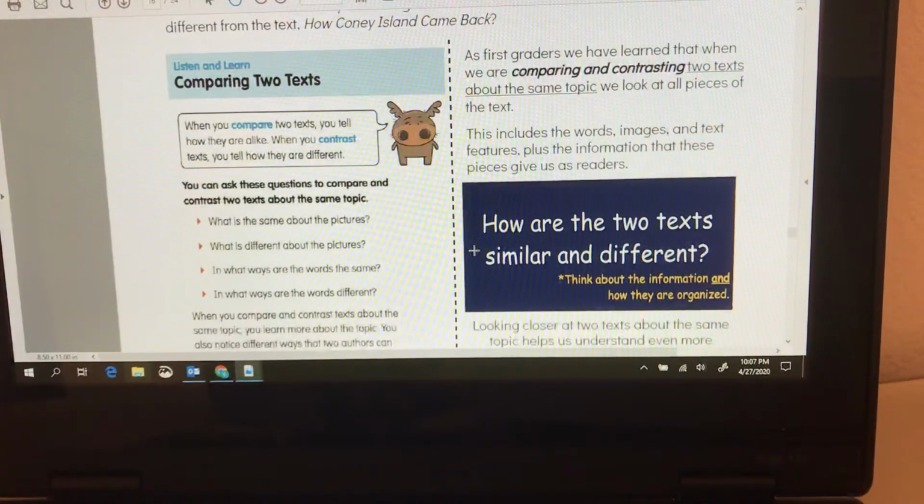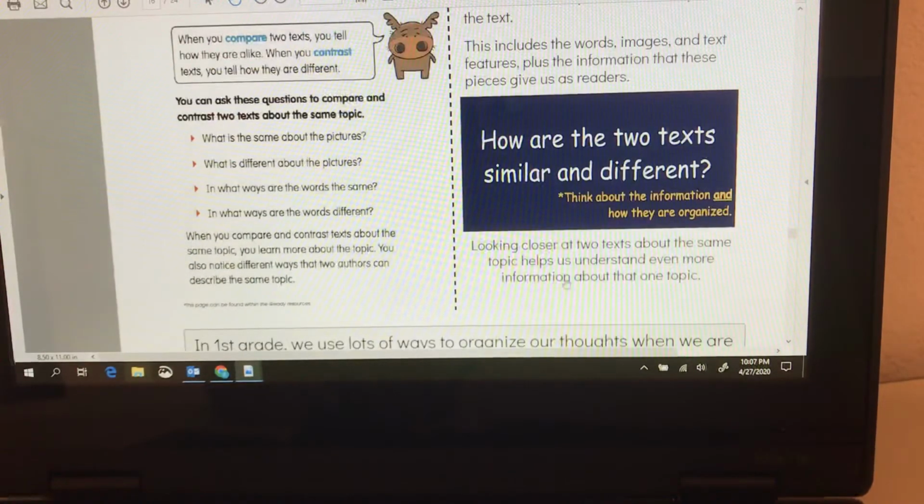So always be asking yourself when you're reading two texts about the same topic, how are these two texts similar or different? Think about the information and how they are organized. Looking closer at two texts about the same topic helps us learn even more information about that one topic.